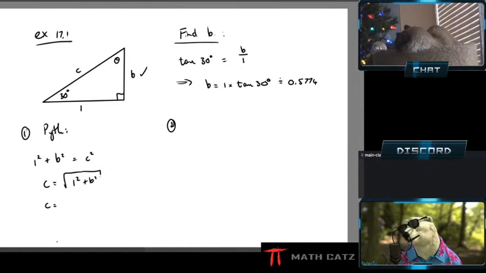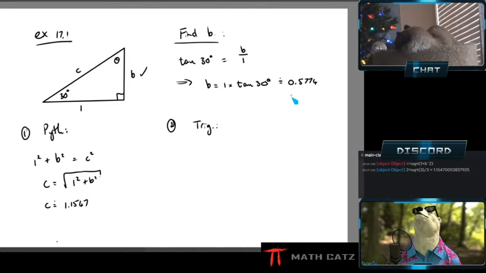Calculator heavy, I suppose. 1 plus b squared. Get there. 1.1547. Still rounded, but I think that's pretty good. Or we can use trigonometry again, right? And ignore the b, because what if I made a mistake? Then if I use that for c, then c would be wrong. But if I try and only use things that were given, I am a little safer.